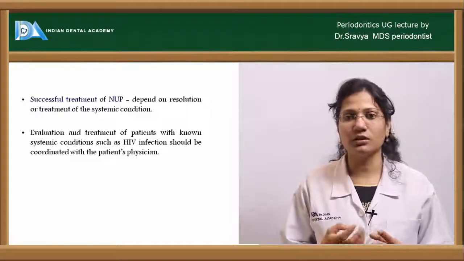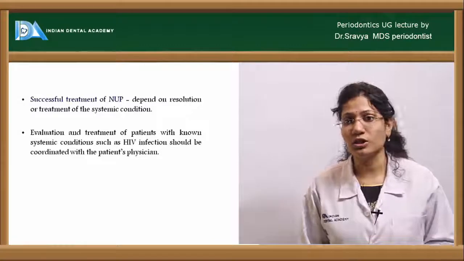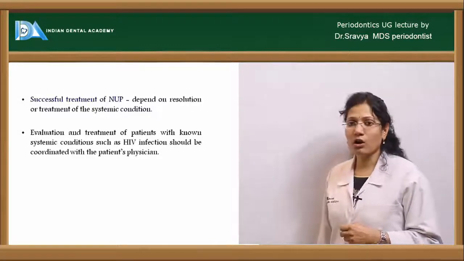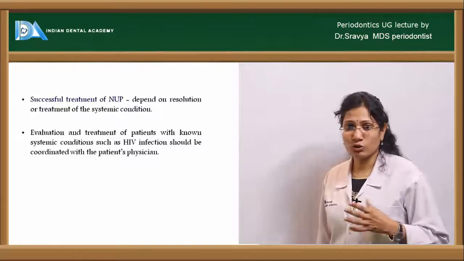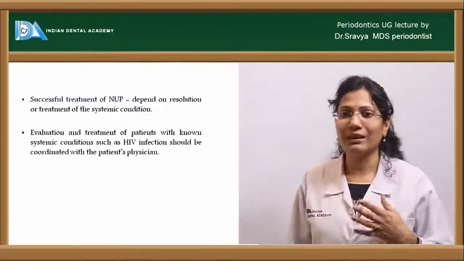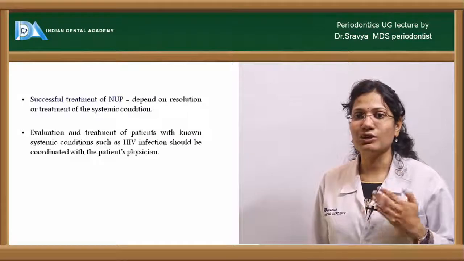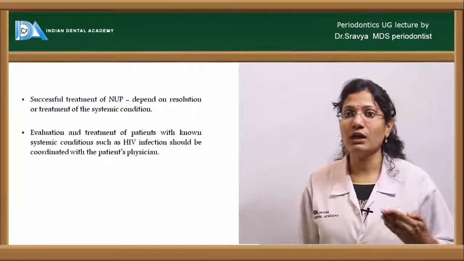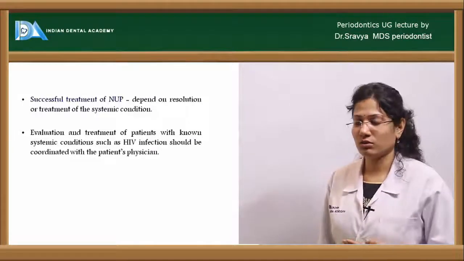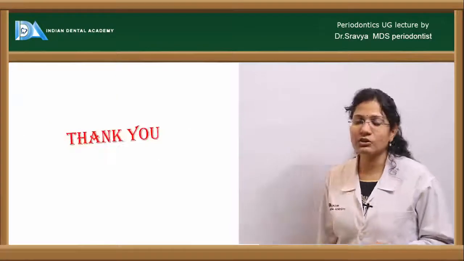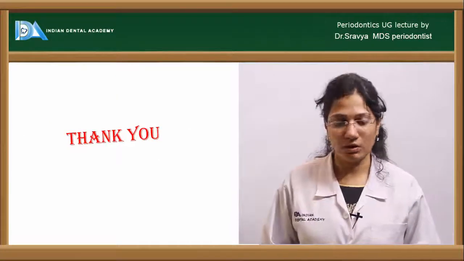First, identifying the systemic underlying etiology is very important. I told you all even before that when you diagnose a patient with NUP, make sure that you always send the patient for HIV detection. That completes your necrotizing ulcerative periodontal diseases.